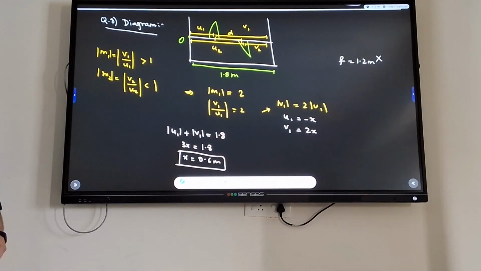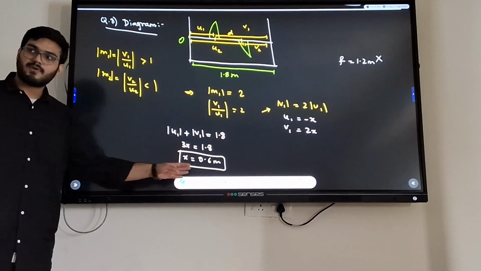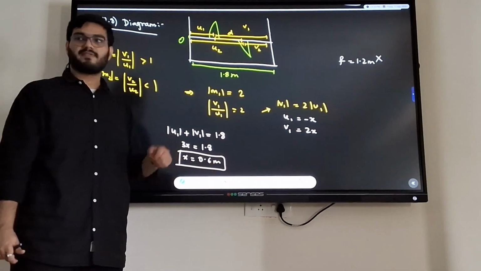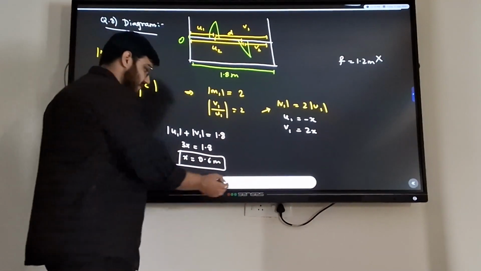That means I found my U1 and V1. Now can I find my focal length? Did you understand why I did all of this? So that I can find my focal length. Now what is the formula of focal length?